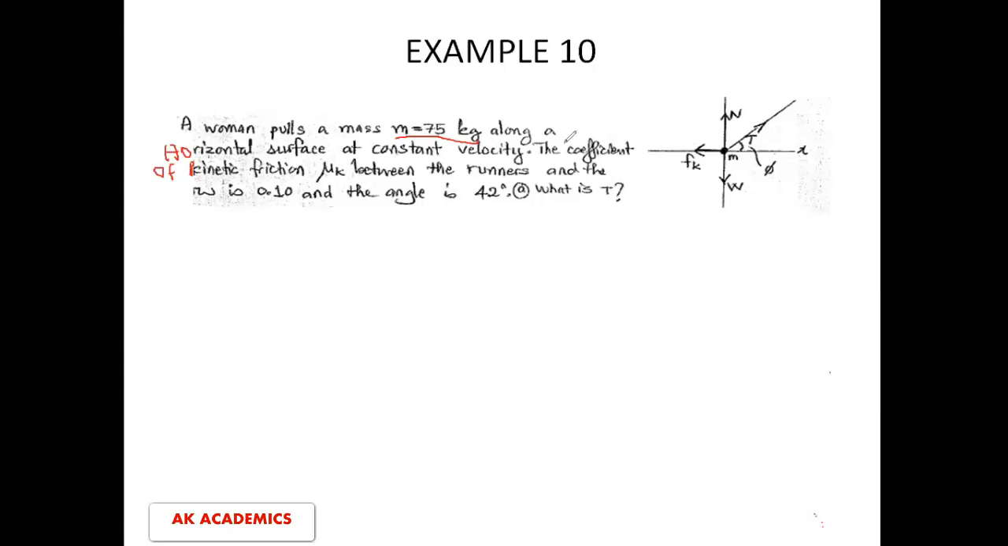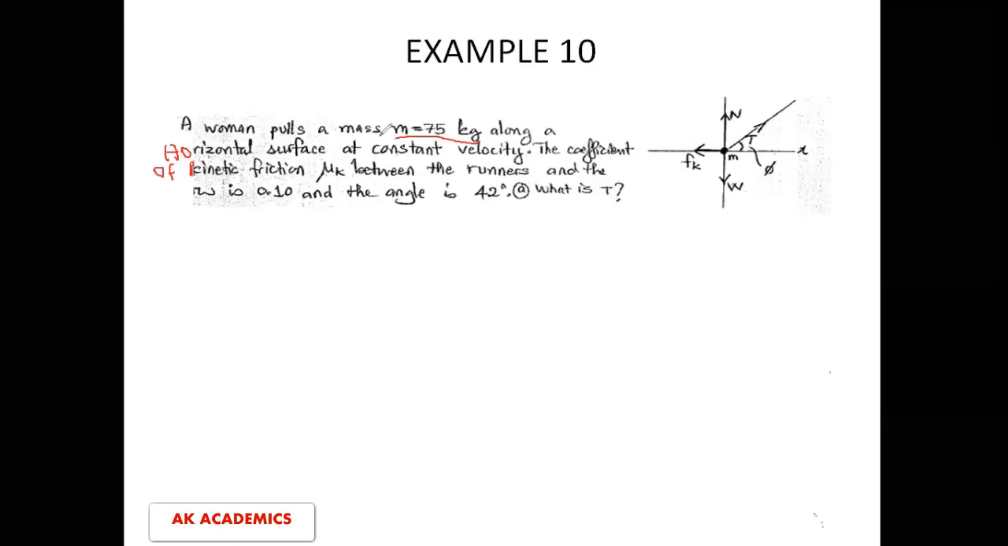So the woman is pulling a mass. We have the mass represented at the middle here, and then we have the woman pulling it this way. If you are pulling, there is going to be a cord here, the cord that is being used to pull. That is where the tension is going to be. Once there is a cord, we can say there is going to be tension in that cord, and that is the T that we are looking for.